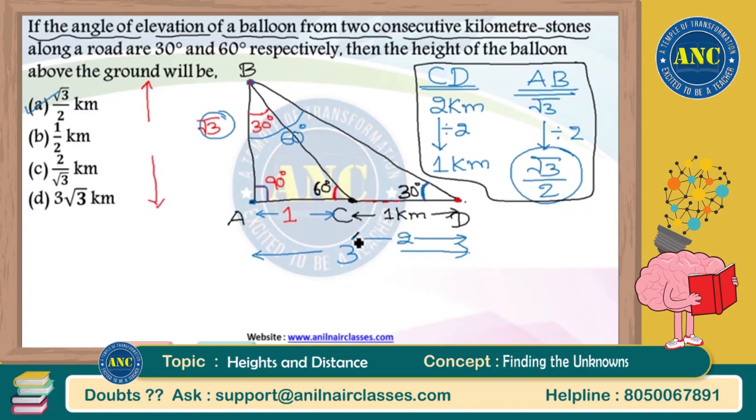According to my assumption, CD is 2. According to the question, it is 1. So it is divided by 2. Similarly, all these things should be divided by 2 in that case. It should be 3 by 2. It should be 1 by 2. This also should be root 3 by 2. Simple, over, answer. So you don't need to write all these things.